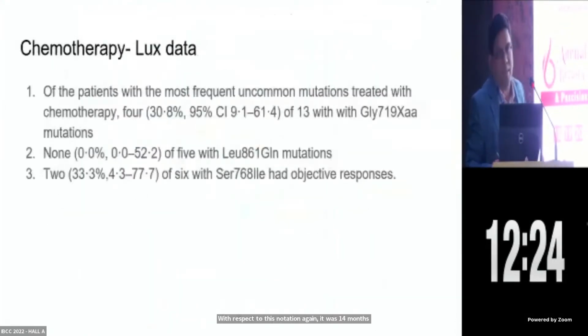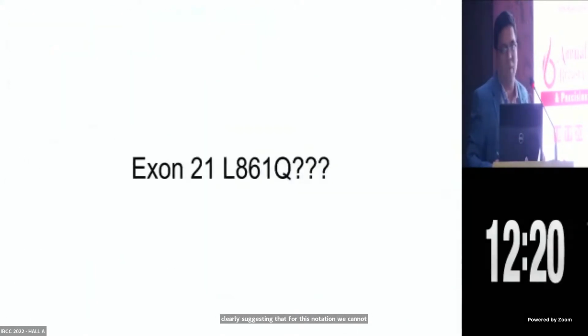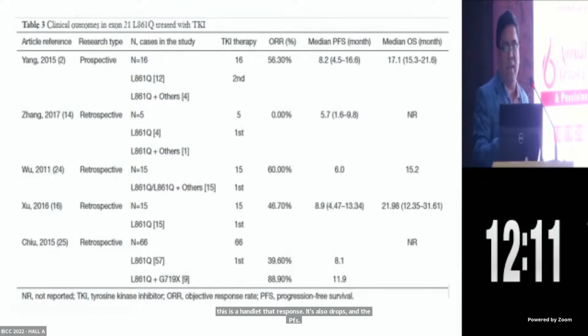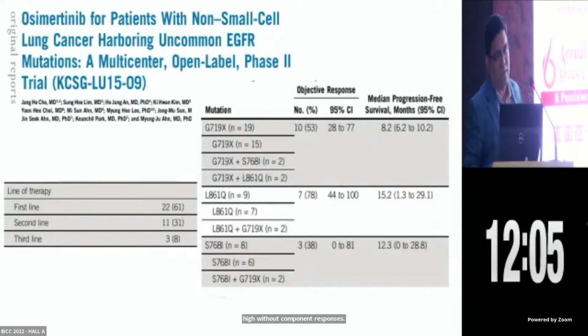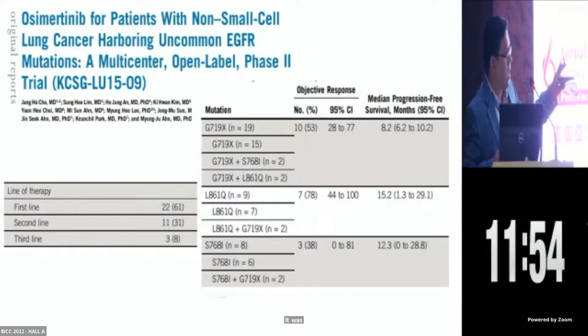Clearly suggesting that for this mutation we cannot draw any firm conclusions on such small numbers, but there is a hint that the response rate drops and the PFS also drops. If the first line TKI is there with compounding, the responses again are high. Without compounding, responses are 46%. What I found interesting is this: if you use osimertinib for L861Q, the response rate was 78%. And we can very well say that this is only 9 patients' data.